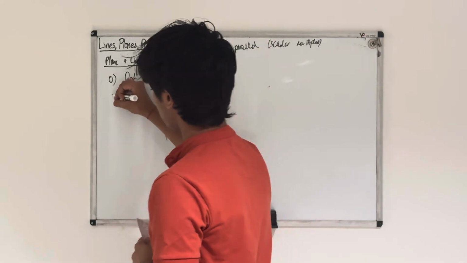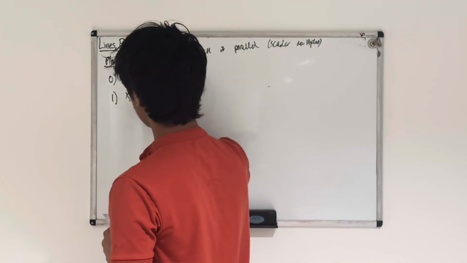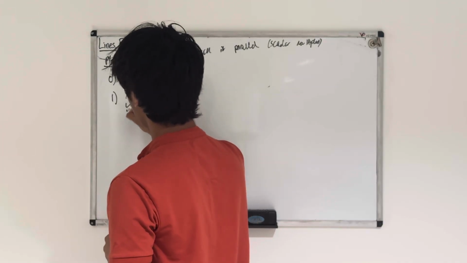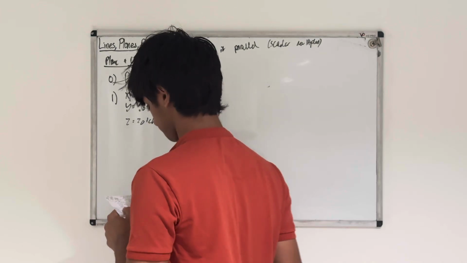Then, let's say the equation of the line is x equals x0 plus at, y equals y0 plus bt, and z equals z0 plus ct, right?